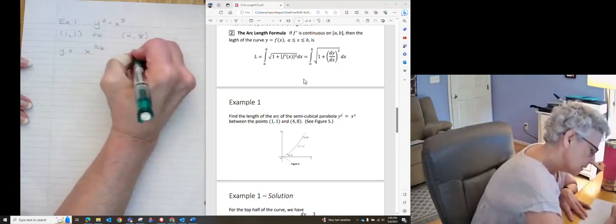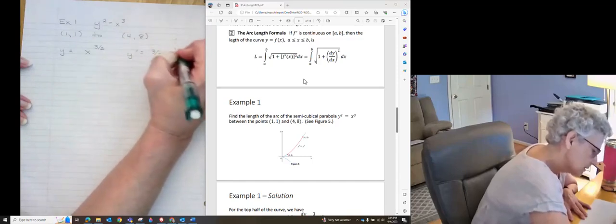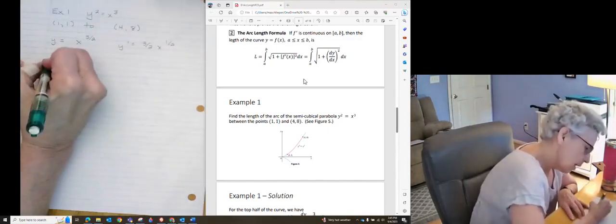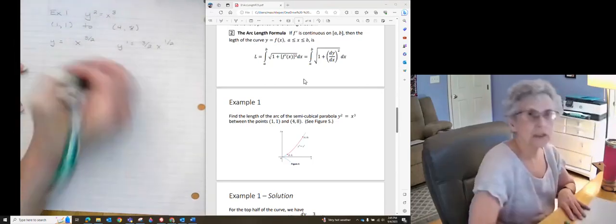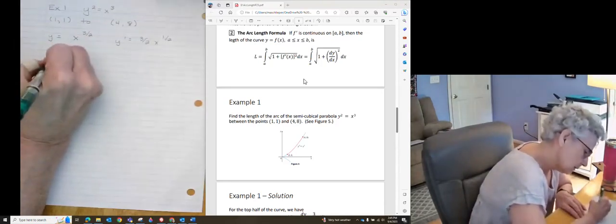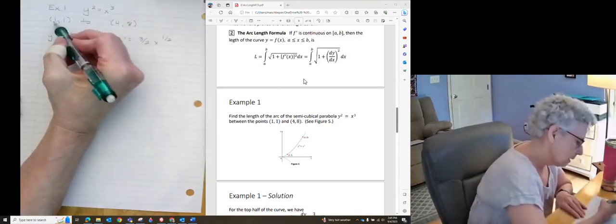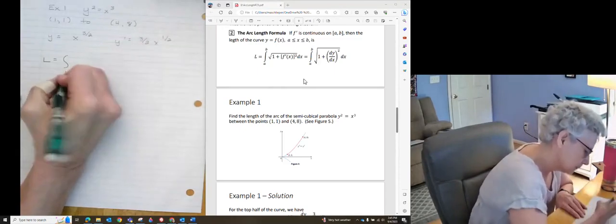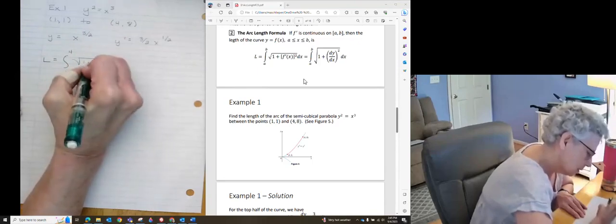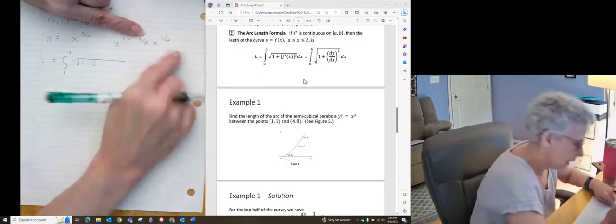So y prime is equal to 3/2 of x to the 1/2. So y prime squared, and you can do this in as many steps as you want. I'm going to go ahead and write down my formula. The length is equal to the integral from, my x's go from 1 to 4, square root of 1 plus, and then I'm going to square 3/2 x to the 1/2 power.